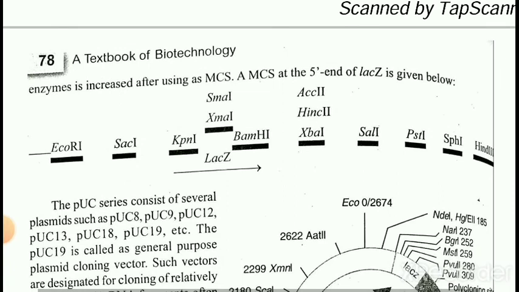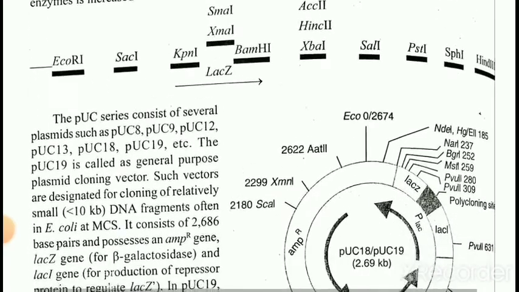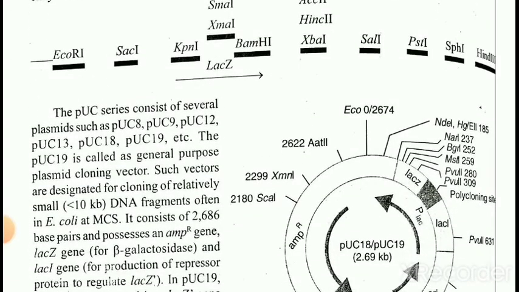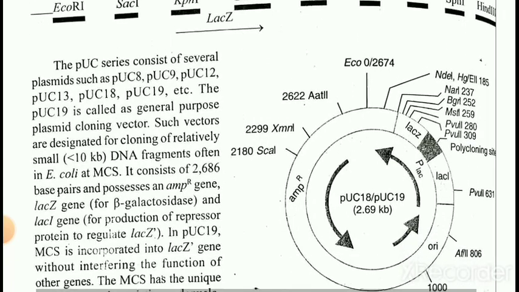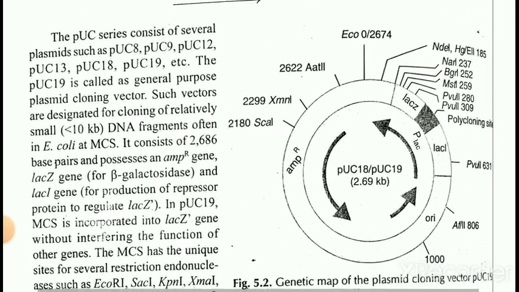See the figure. The pUC series consists of several plasmids such as pUC8, pUC9, pUC12, pUC13, pUC18, pUC19, etc. The pUC19 is called a general-purpose plasmid cloning vector. Such vectors are designed for cloning of relatively small, less than 10 kilobase, DNA fragments, often in E. coli at the MCS.